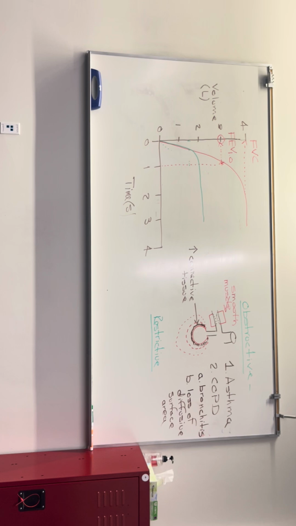What's happened to the forced expired volume in 1 second? Is that 65 to 85% of their forced vital capacity? Is it 40% of their forced vital capacity, or is it something different? Anybody? It almost looks like it's 100%. It does, right? It's very high. As a matter of fact, it exceeds that 85%.